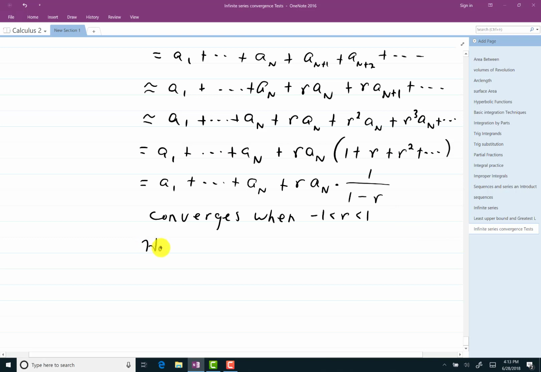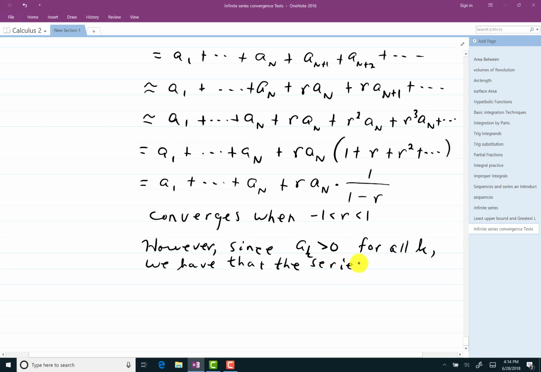However, since a sub k is greater than 0 for all k, we have that the series converges when r is between 0 and 1, but I'm including 0 because it will converge when r is equal to 0.